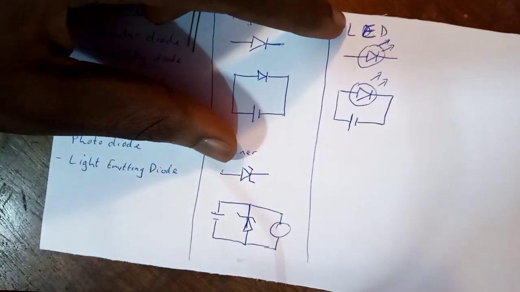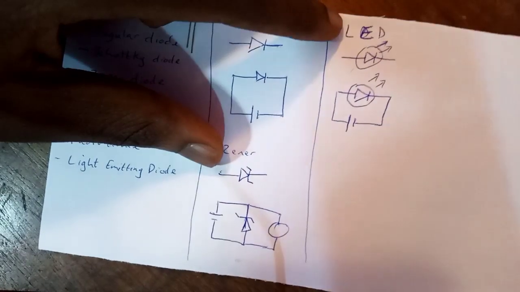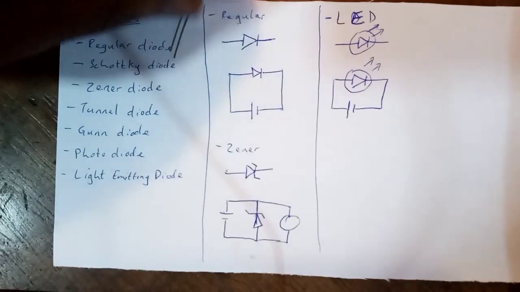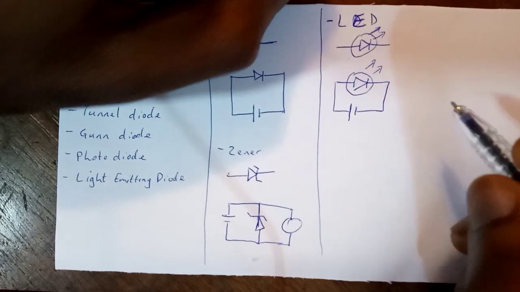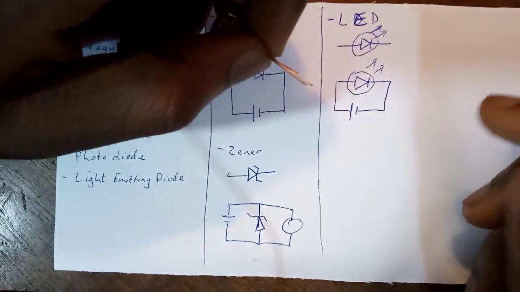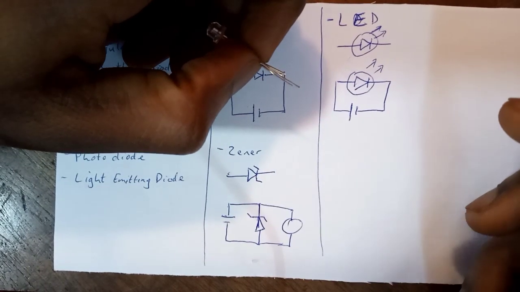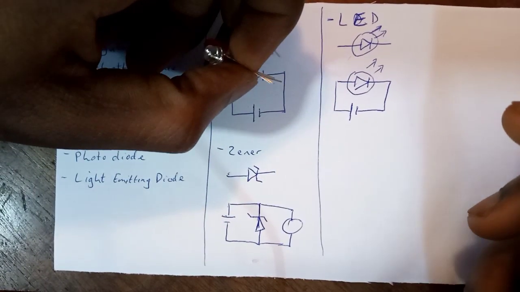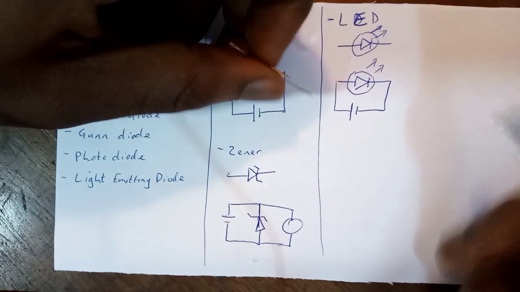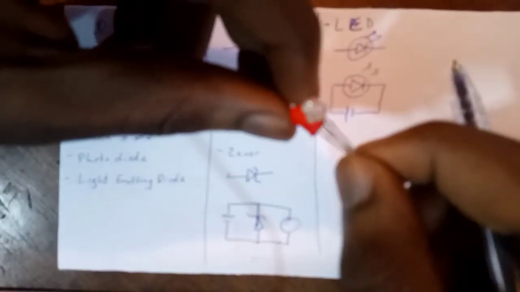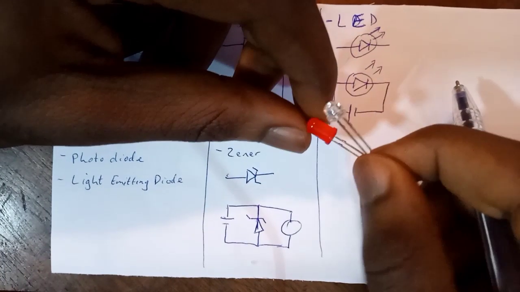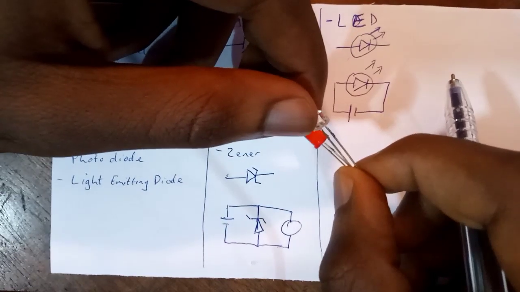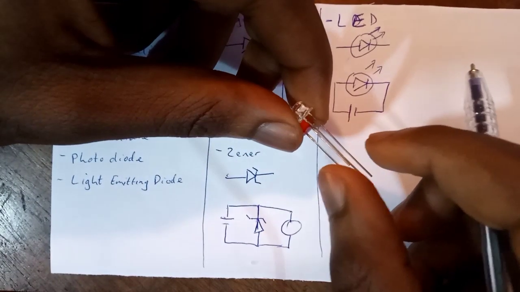And another special thing about the LED that has made it very popular in the present world is that it has very low power rating. So unlike the fluorescent bulbs we have or the high watt bulb we have, the LED has a very, very long lifespan. It doesn't die very fast, and it has a very low power rating, and it's very bright.